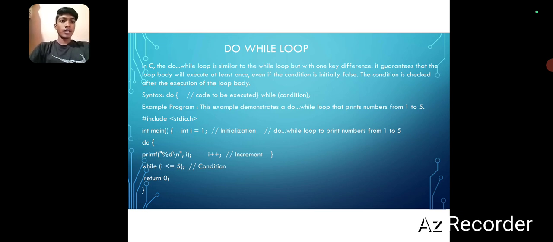Example program. This example demonstrates a do while loop that prints numbers from 1 to 5. #include <stdio.h>. int main. int i = 1, initialization. Do while loop to print numbers from 1 to 5: do { printf("%d\n", i++); } while (i <= 5), condition. Return 0.